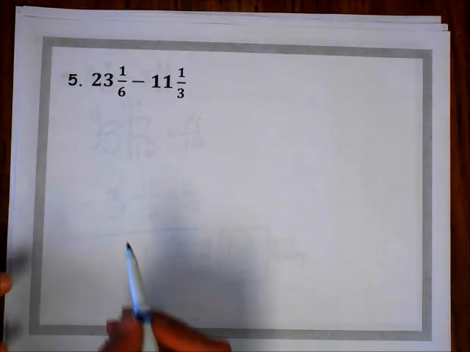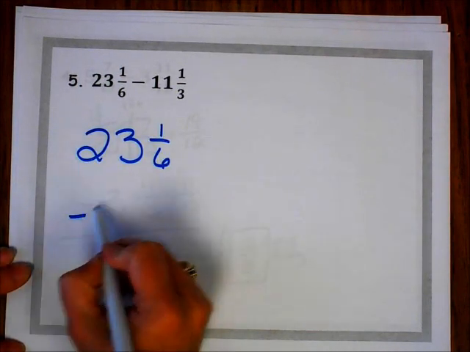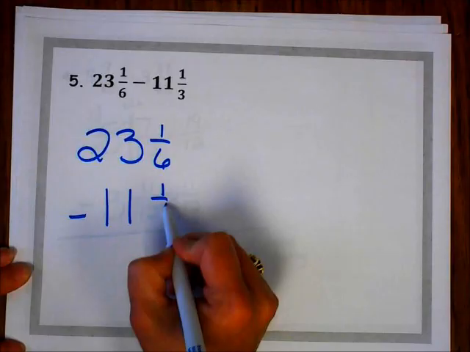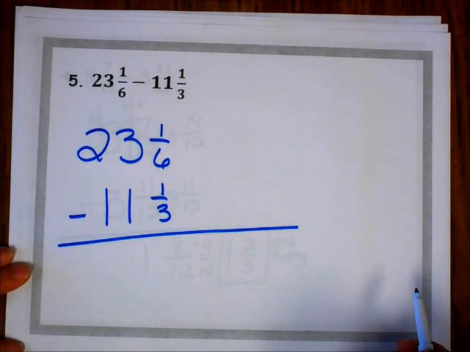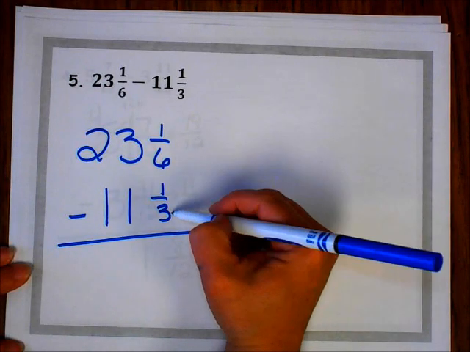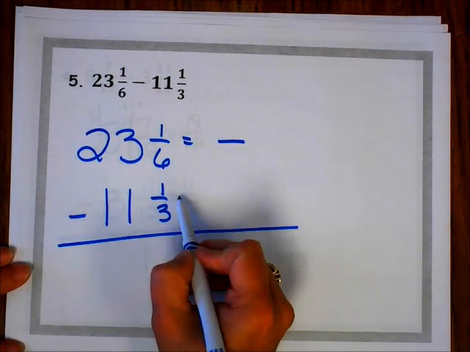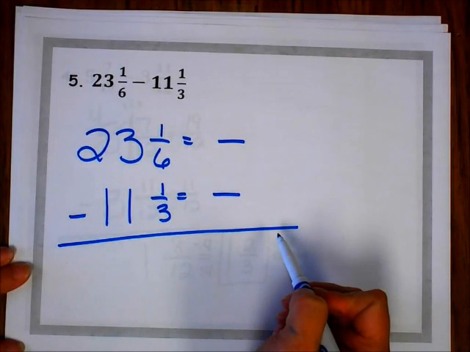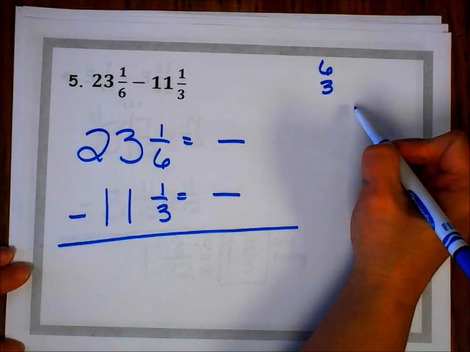Let's look at number 5. 23 1/6 minus 11 1/3. Notice this time my denominators are not the same, so that means I'm going to have to find a common denominator. So I'm going to count by 6s and count by 3s.